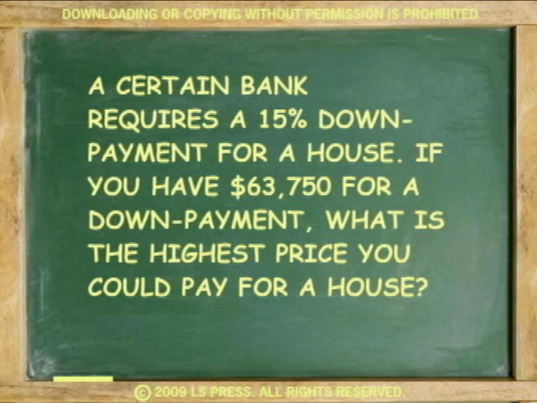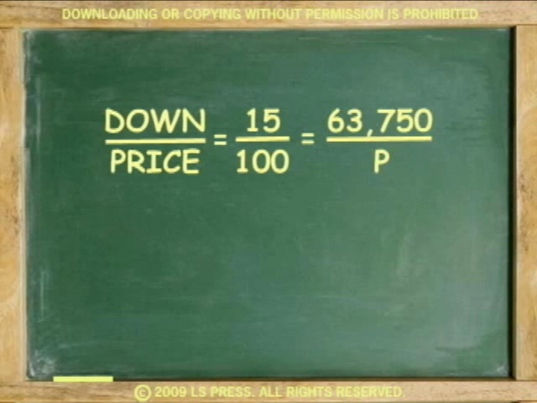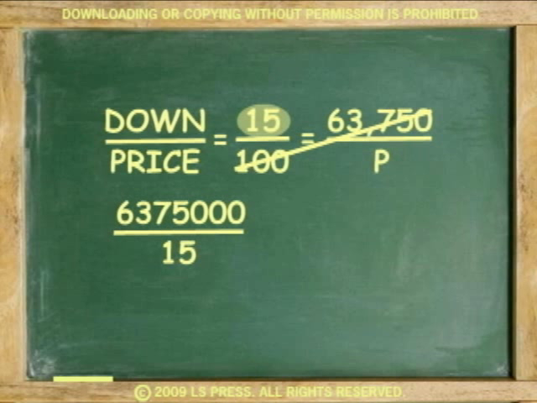One more example. A certain bank requires a 15% down payment for a house. If you have $63,750 for a down payment, what is the highest price you could pay for a house? The information given is percent and amount of down payment. The starting ratio calls for down payment over price. 15 over 100 equals 63,750 divided by price. Multiply 100 times 63,750 and divide by 15. Answer, it cannot exceed $425,000.